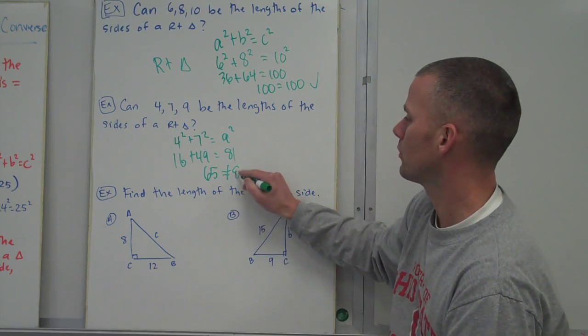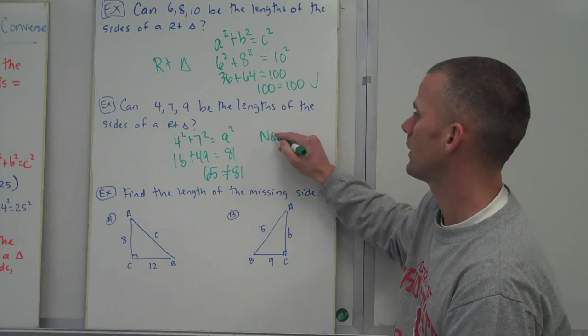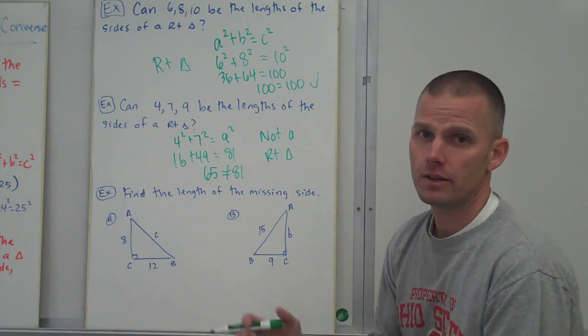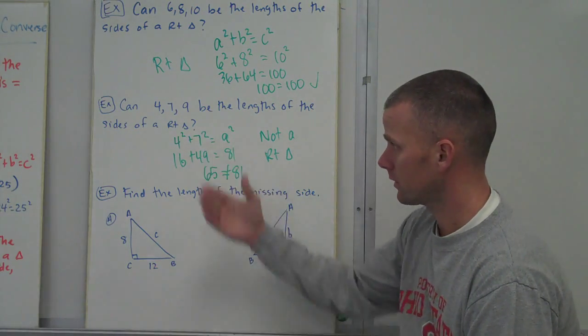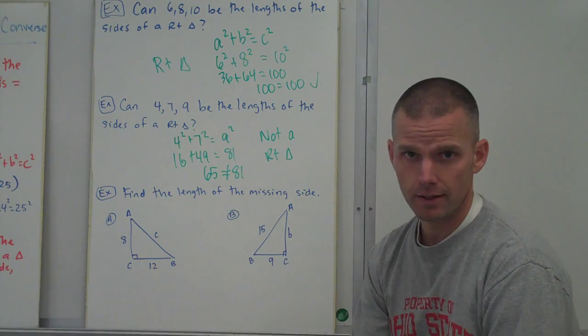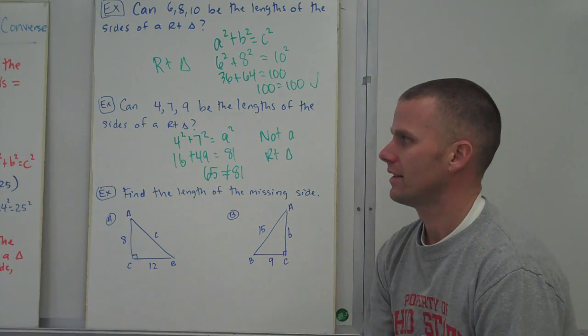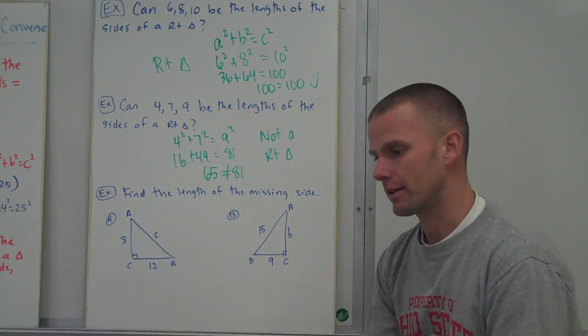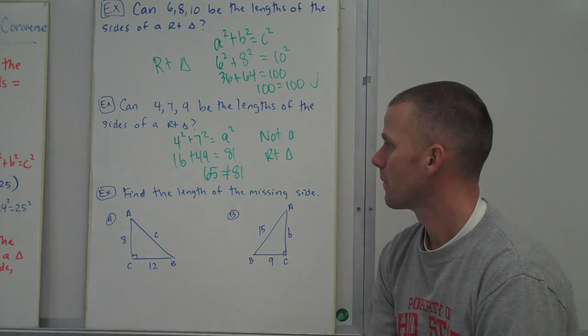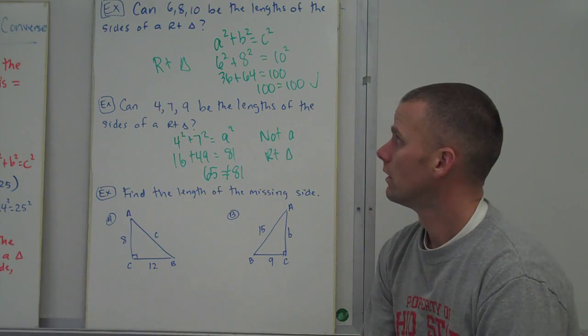65 does not equal 81. So I know that this is not a right triangle. Not a right triangle because it doesn't hold true with the Pythagorean theorem. So that's the nice thing about the Pythagorean theorem. It's the one equation that has to work exactly the right way for right triangles.